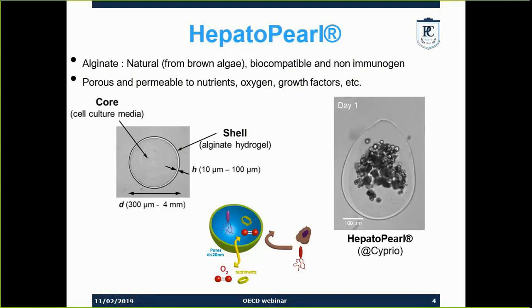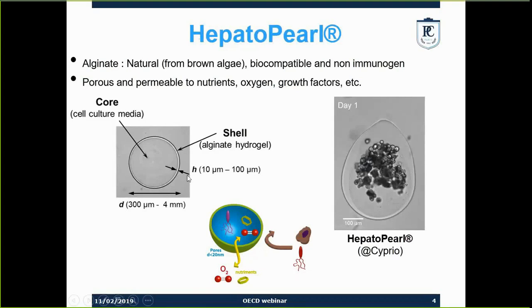Finally, the BioPearl technology allows, by modifying the encapsulation system, to modulate either the size of the capsules or the thickness of the alginate shell, depending on the cellular type to encapsulate and the wanted application.